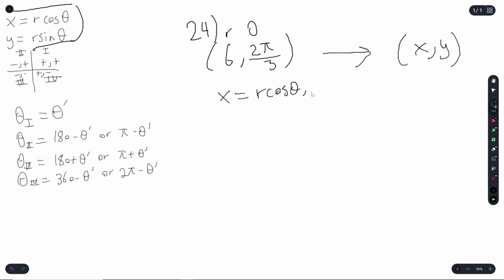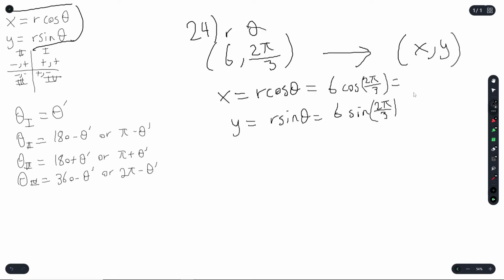So here it will equal 6 cosine 2 pi over 3, and here it will be y equal to r sine theta, which is equal to 6 sine 2 pi over 3. And then you do both on the calculator. Make sure your calculator is in radian.